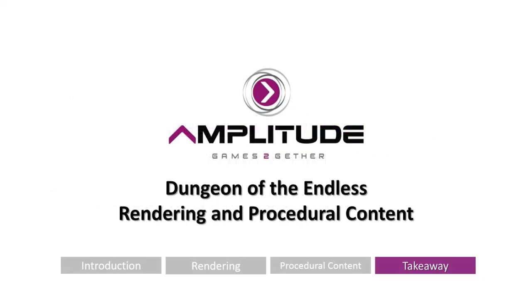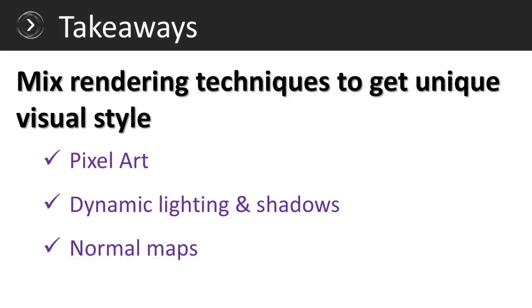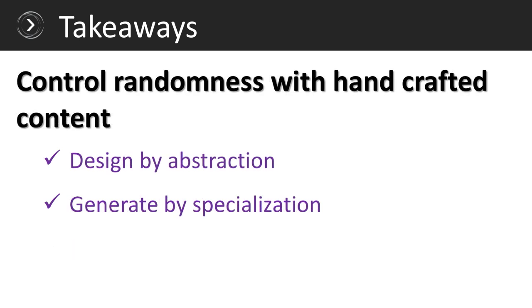Okay, so let's summarize it. First, we saw that we used a lot of different techniques for rendering and to get the actual design we have in the game. So we used pixel art, we used dynamic lighting and shadows, and we also used normal maps for the bumpiness of the sprite. And in the second part, we saw how we control the randomness of the dungeons by injecting handcrafted contents. So, as I said, we design by abstraction, and we generate dungeons by specialization.